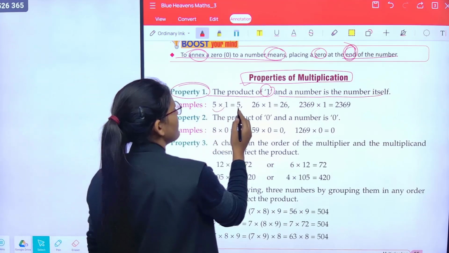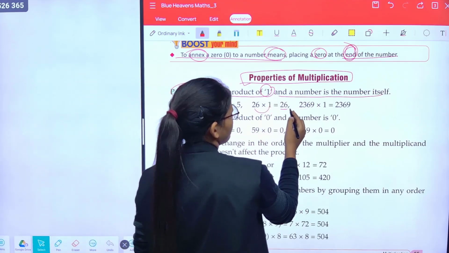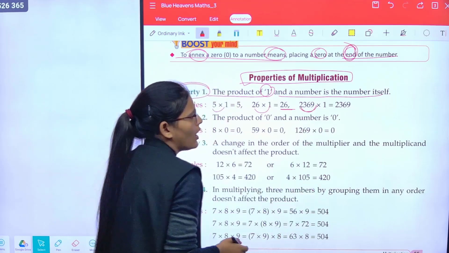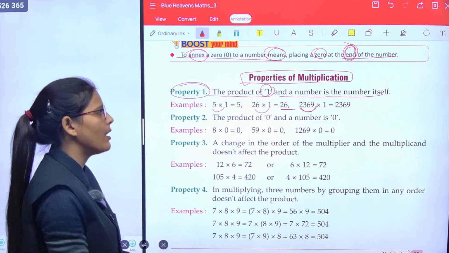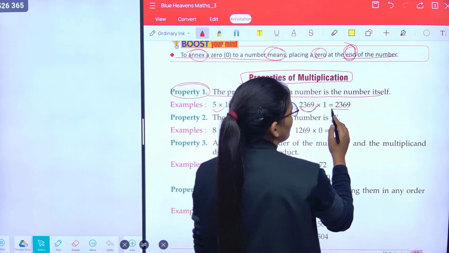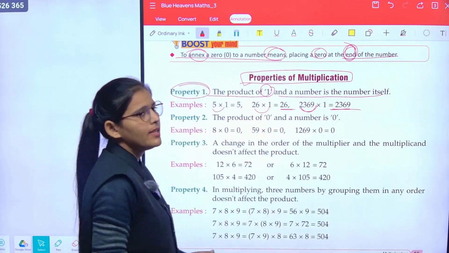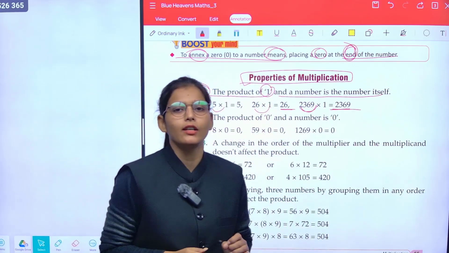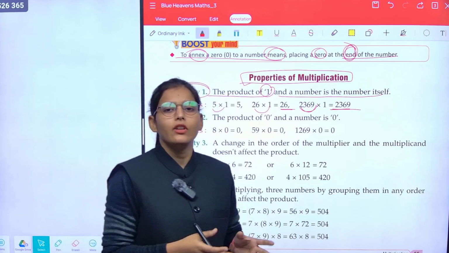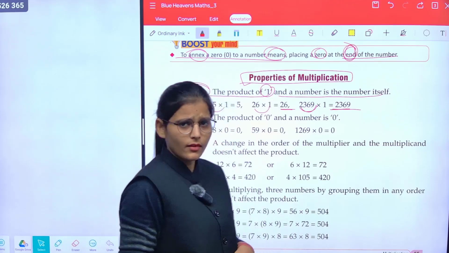5 into 1 is 5, 26 मल्टीप्लाई बाय 1 is 26, 2369 मल्टीप्लाई बाय 1 इज इक्वल टू 2369. मीन्स अगर हम किसी भी नंबर को 1 से मल्टीप्लाई करते हैं तो हमारा प्रोडक्ट वही होगा. 3 1s are 3, 4 1s are 4.